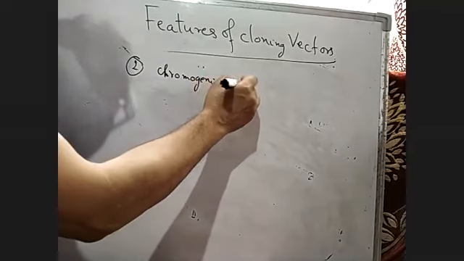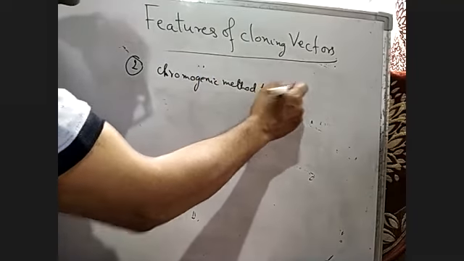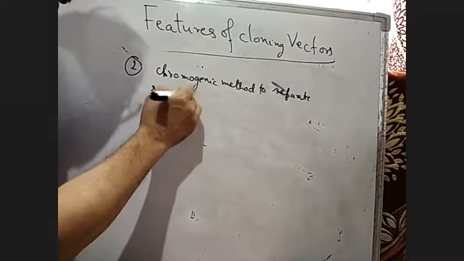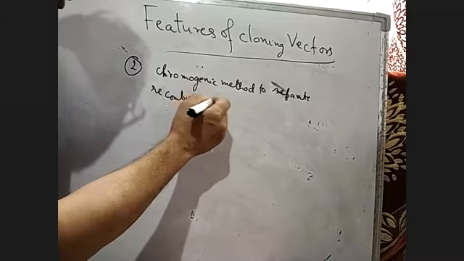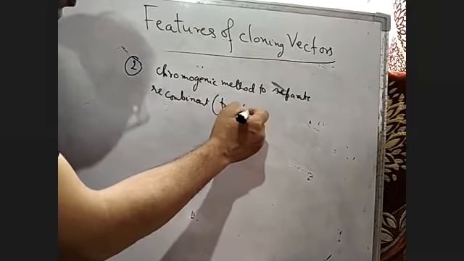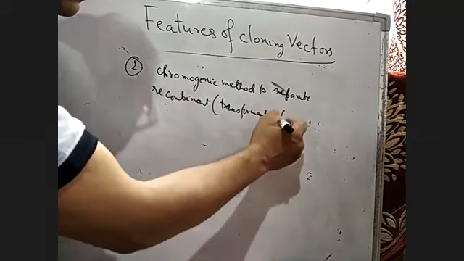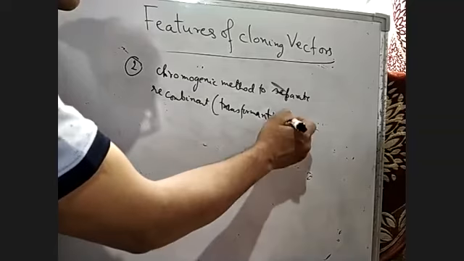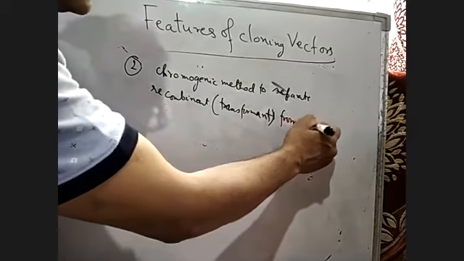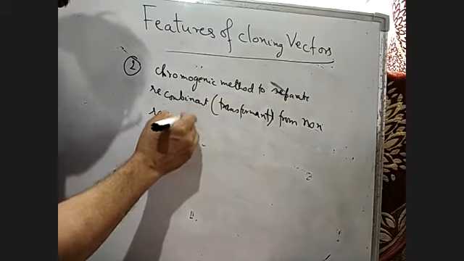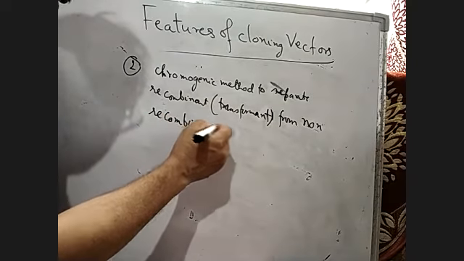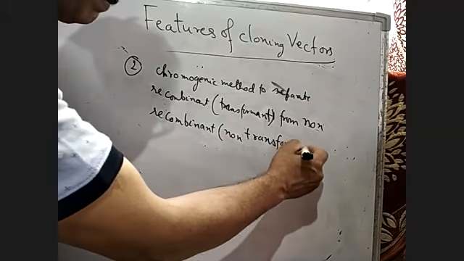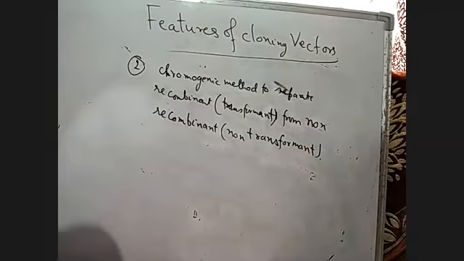Chromogenic method to separate recombinant, which is our transformant, from non-recombinant, or non-transformant. Okay, so here what we do.